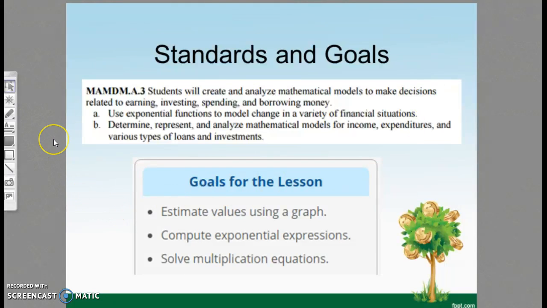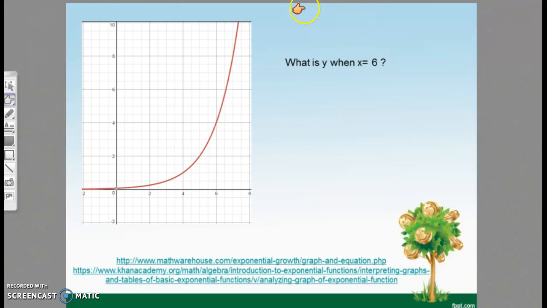In this lesson, you are going to be able to estimate values using a graph, compute exponential expressions, and solve multiplication equations. And I think you'll find that all three of these are things that you already know how to do, so this will just be a quick review for you. So let's take a look at graphing first.